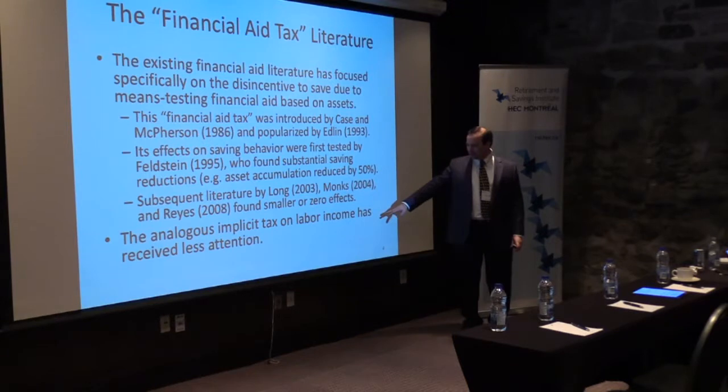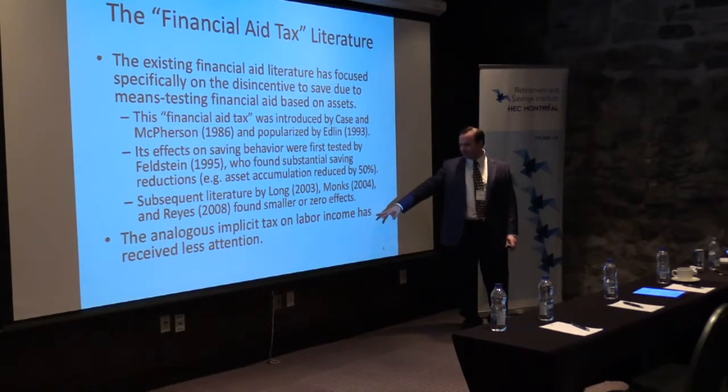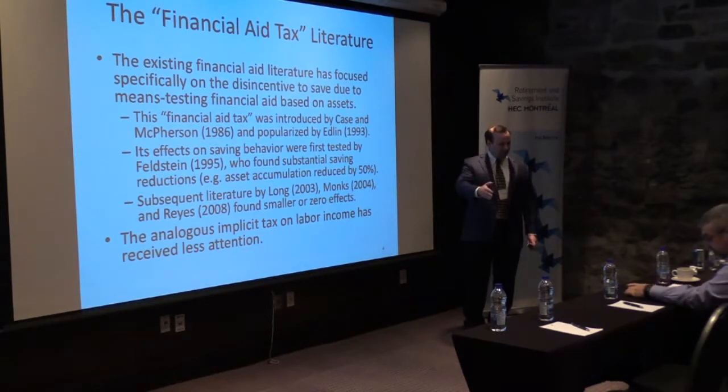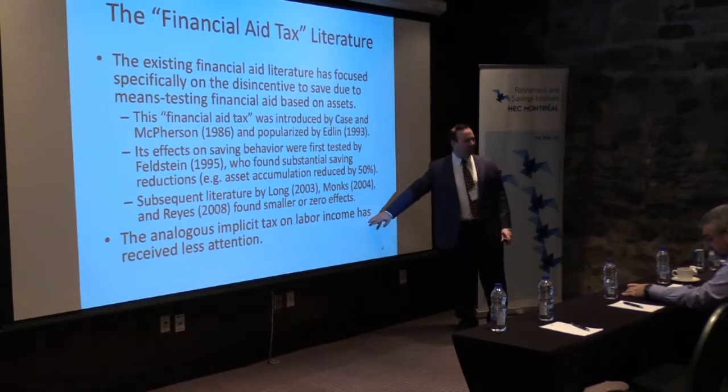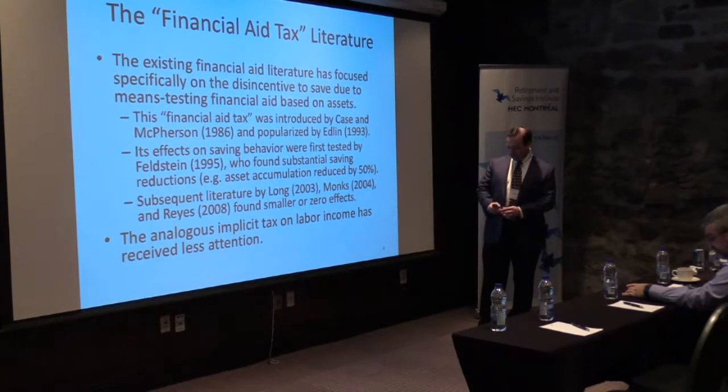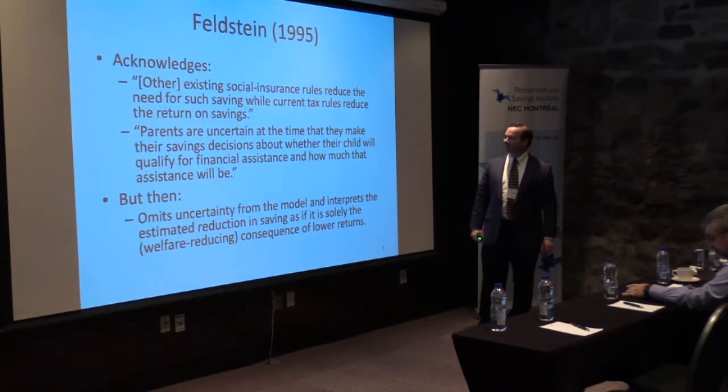As far as I can tell, the analogous implicit tax on labor income has received less attention. But for one paper that I was able to find that looked at whether people delay their retirement associated with having kids in college, I could find nothing. Certainly nothing about the pre-retirement within-period labor-leisure trade-off. So that is not something that's in the literature.